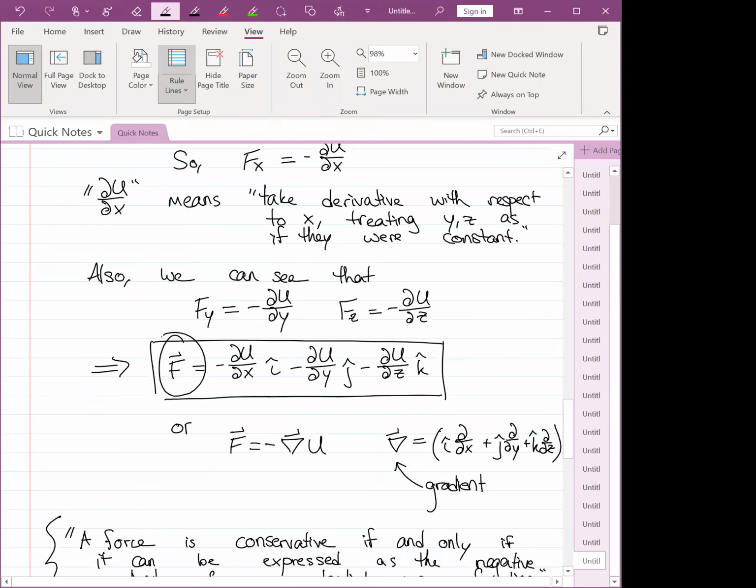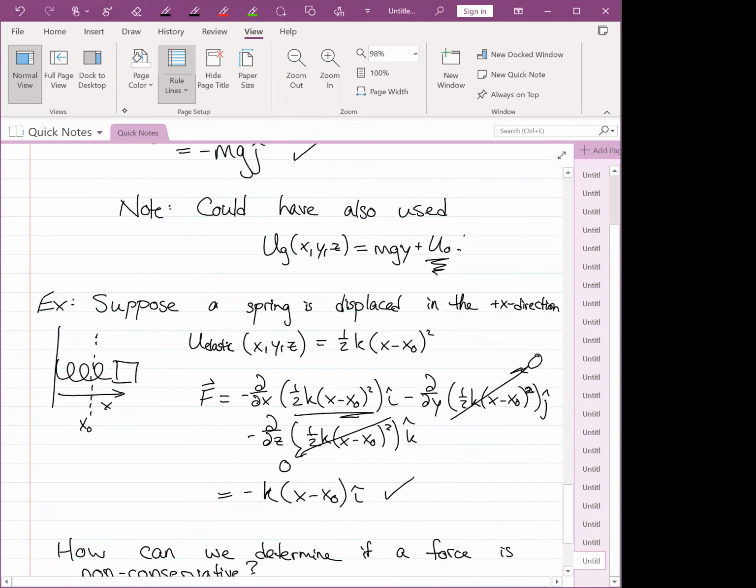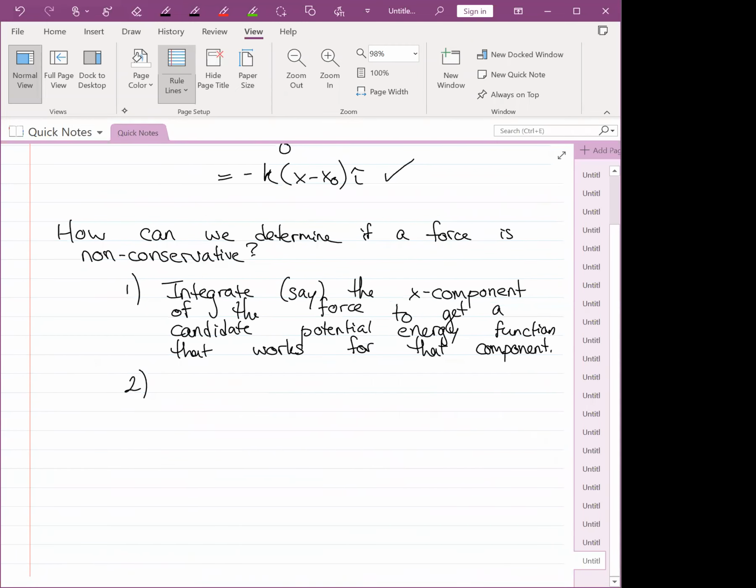So given a force, we're going to integrate it in just one of the components to try to find the potential energy function. Then we're going to test it against the other components to make sure it works. After we integrate, we check that the candidate potential energy works for the other components. The way we check that is by taking the partial derivatives and seeing if they match what we know they should be.